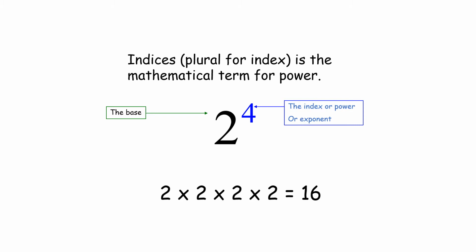So the big number then is called the base. So let's take an example of 2 to the power of 4. 2 is the base, that's the big number, and 4 is the power or the index or the exponent. Get in the habit of saying 2 to the power of 4. Often students go 2, 4 or 2 times 4 when it's not. They're very different things. So do get into the habit of saying 2 to the power of 4.